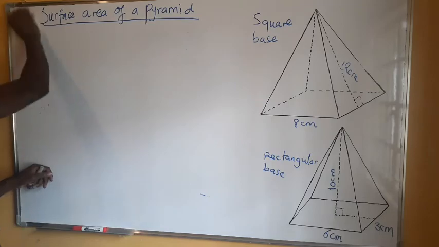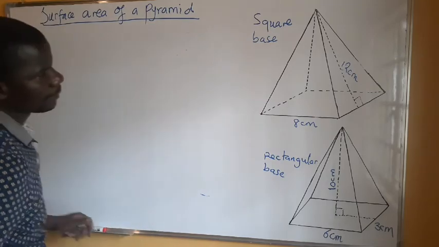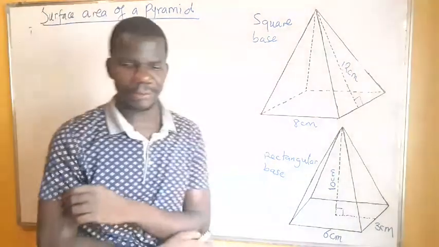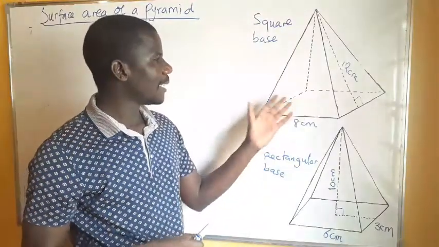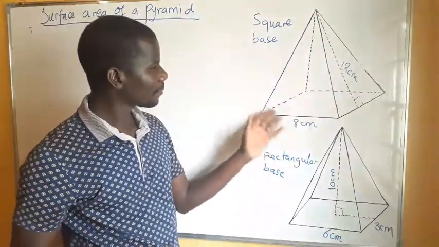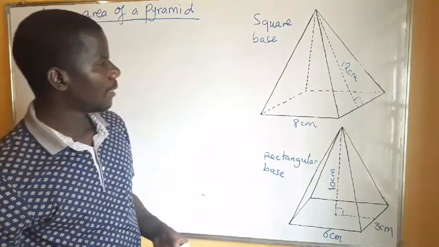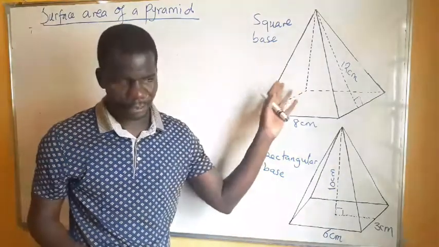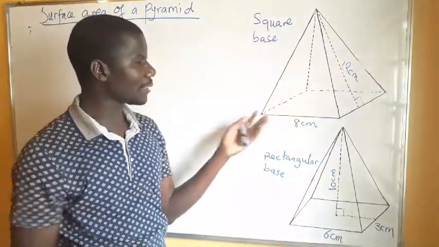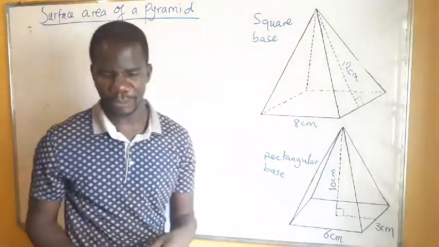So, what are we supposed to do? We're saying we need to find the area of the what? The four triangles. Each of these four triangles and the area of the base. Then we add them together.